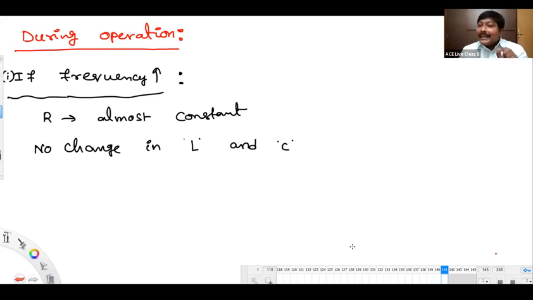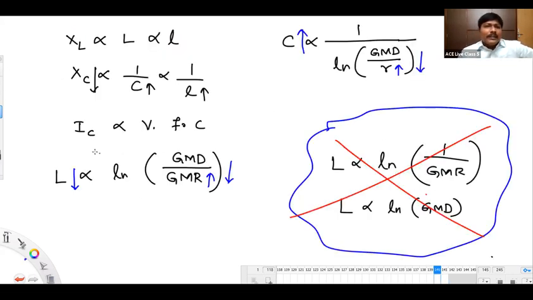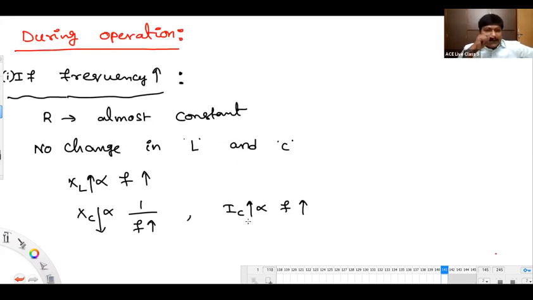Okay. But you know, XL is proportional to frequency, so it increases. XC is inversely proportional to frequency, so XC decreases. Charging current is proportional to frequency, so charging current will increase. Frequency increasing means charging current will increase. Already I have given the relationship: IC proportional to voltage into frequency into capacitance. Frequency increasing means charging current will also increase.